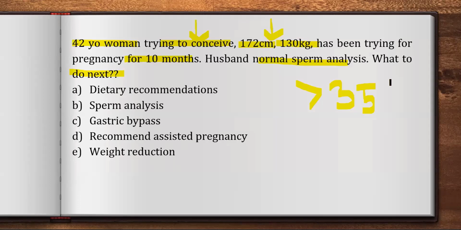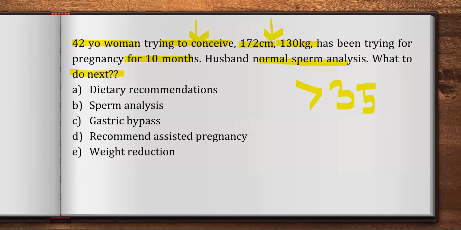In those less than 35, they usually need to try for at least 1 year before we say they are subfertile. We don't use the term infertile anymore, it's subfertile. So this is a 42-year-old. So she is subfertile. She has been trying for 10 months.